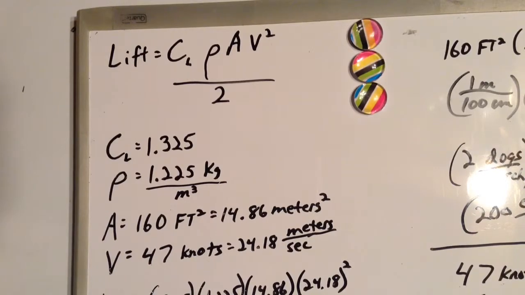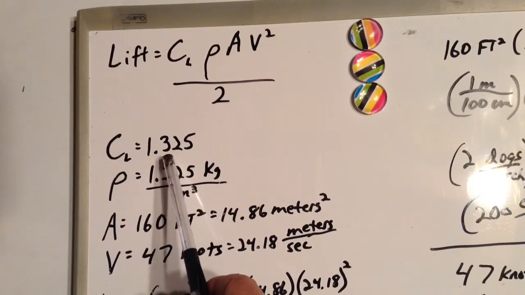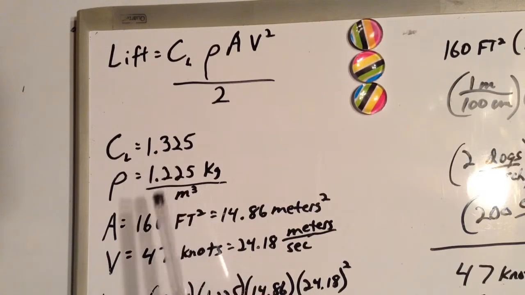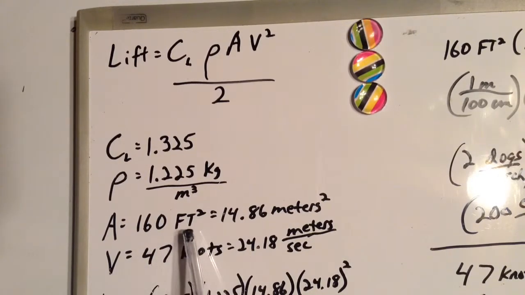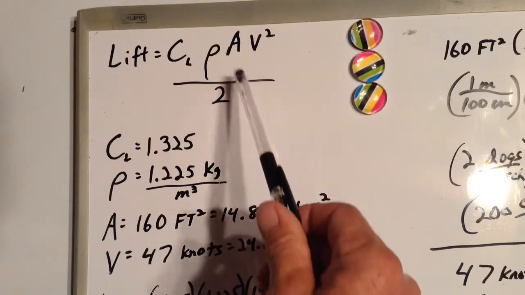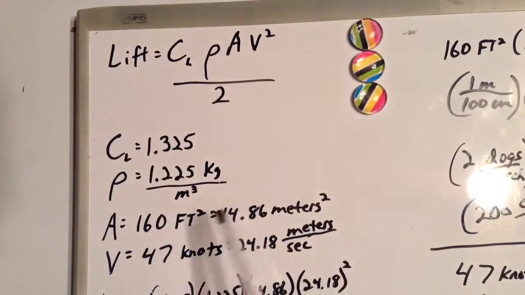Okay, the Clark-Y airfoil table on page 5 indicates that the maximum lift coefficient for this airfoil is seen at a 14.7 degree angle of attack, and that lift coefficient would be 1.325. Okay, if the area of this wing is 160 square feet, and the velocity of the wing is 47 knots, and we're talking about standard atmospheric conditions, so the rho is equal to 1.225 kilograms per cubic meter, then how much lift will be produced by the airfoil?